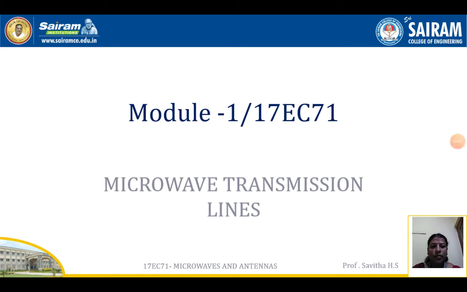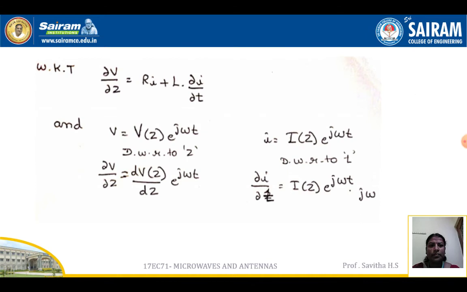Continue with module 1, that is microwave transmission lines. So here, you know that we already derived this equation: ∂v/∂z = Ri + L ∂i/∂t. So we know the sinusoidal variation of v is v(z)e^(jωt), and i is equal to i(z)e^(jωt). So the voltage varies with respect to z only, and the current also varies with respect to z only.